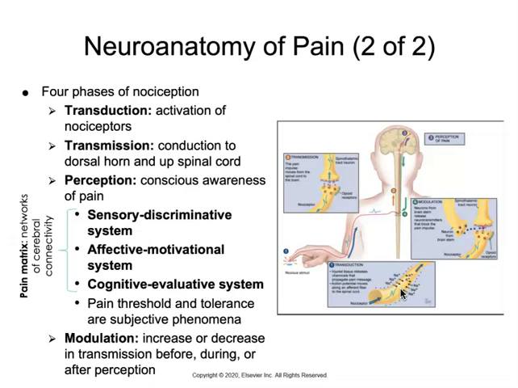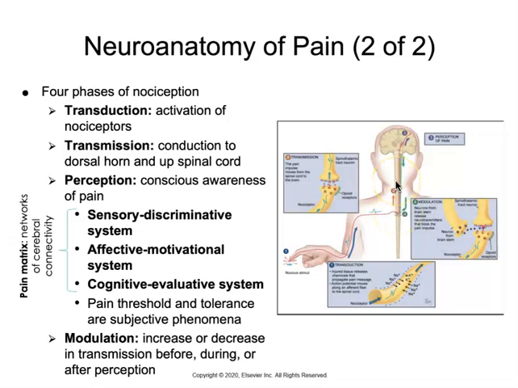Then we are going to move into transmission. And you could see that over here where we're in the spinal cord, where we're moving from that dorsal horn area of the input in that spinal cord area, and it's going to move up the spinal cord.